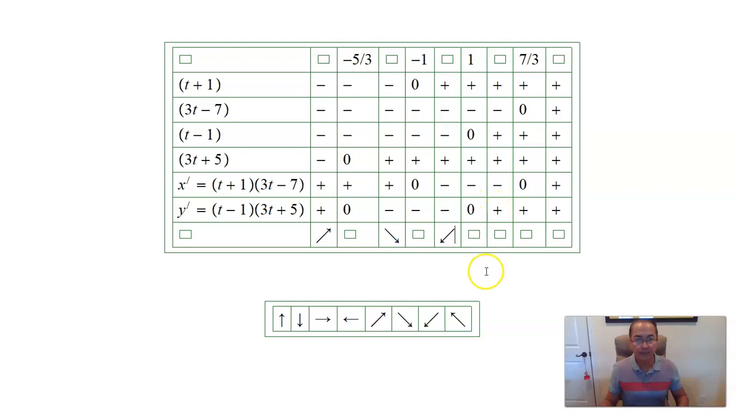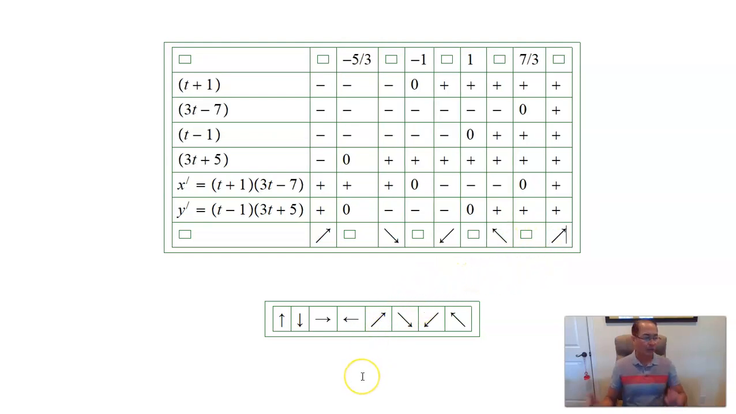Left and up. Left and up over there. Lastly, we have right and up, kind of back where we started. Right and up, like this. Okay. So now, how about the zeros?